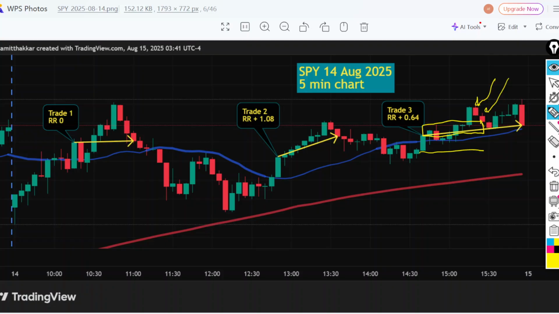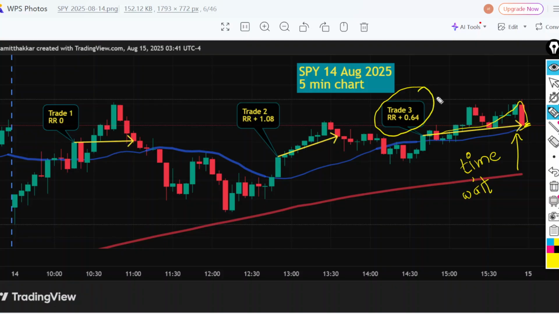So we will try to give more time to the market and wait to see if there is a spike on the upside. But unfortunately market tries to climb up, and on the last candle it drops back and closes here. So with this, if you measure with the risk reward tool, we got around 0.64 RR reward. So that's all the analysis for 14th August.